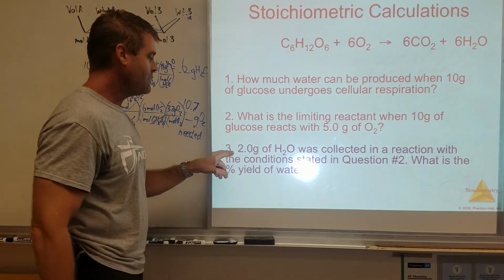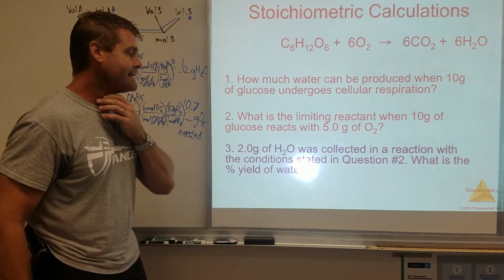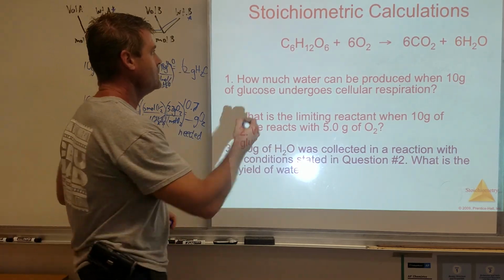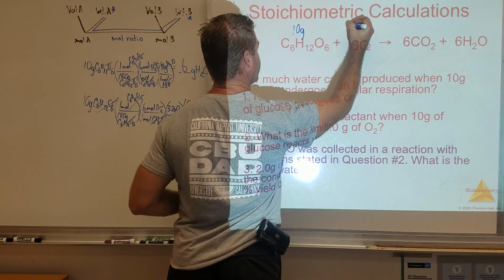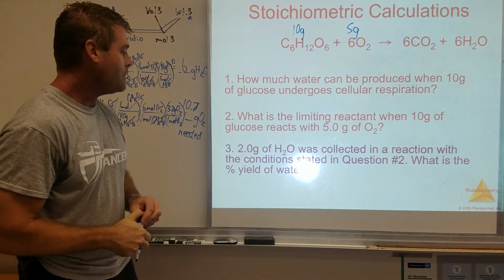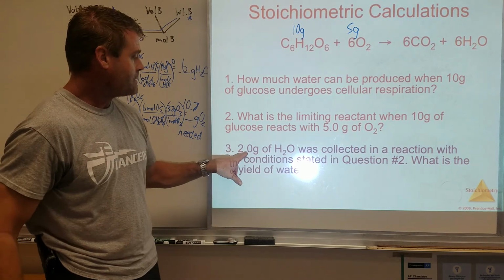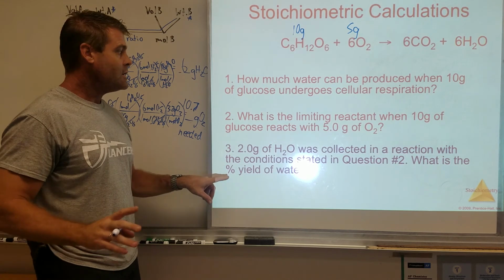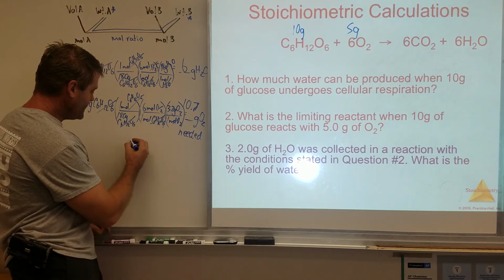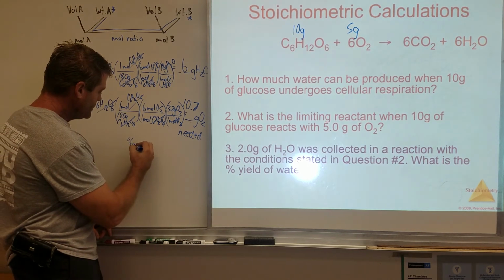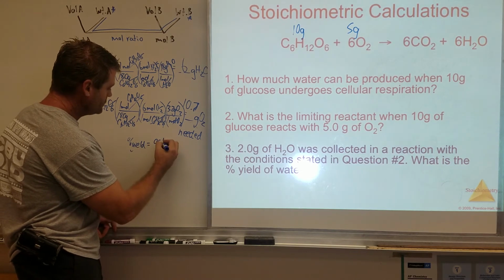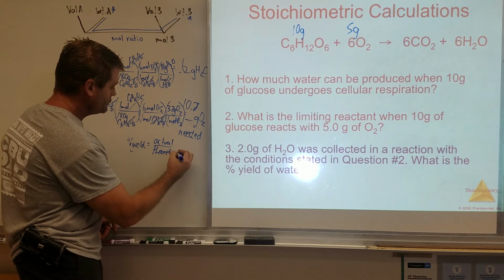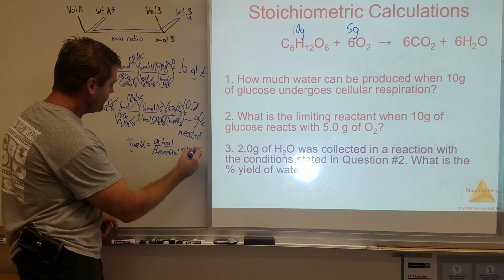Last question for today. Let's say 2 grams of water was collected in a reaction with the conditions stated in question number 2. You guys remember in question number 2, we had 10 grams of this and 5 grams of this. What we want to know is, we actually ended up collecting 2 grams of water here, okay? We want to know what the percent yield is. So here's how I would solve this. I would go, okay, percent yield, you guys remember, is the actual over the theoretical times 100.